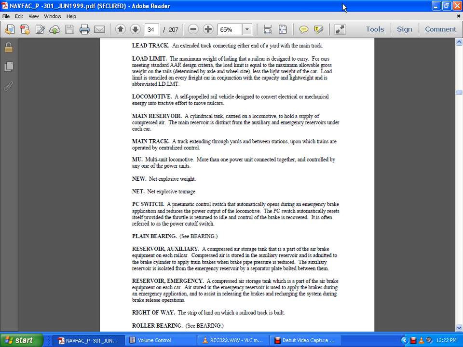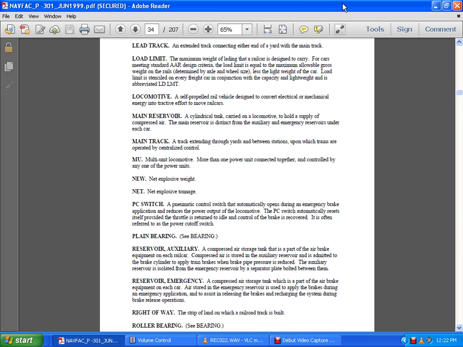The PC switch, the pneumatic control switch, automatically opens during an emergency brake application and reduces the power output of the locomotive, and the PC switch automatically resets itself down to the throttle idle control, and the brake, and is often referred to as the power cutoff switch.